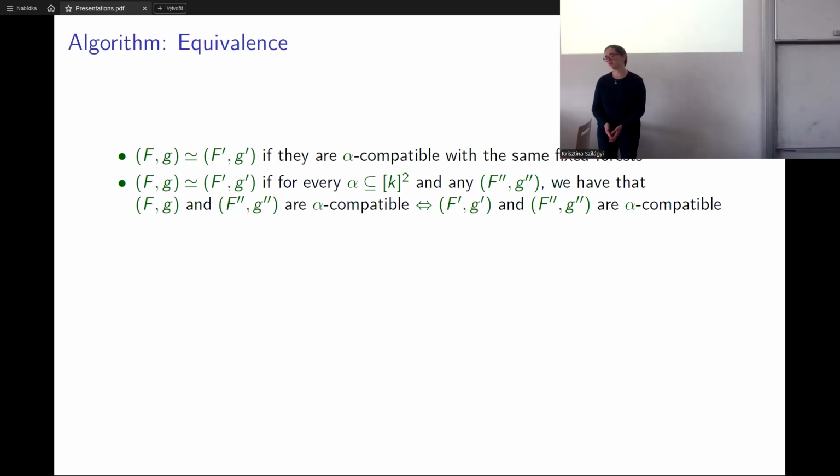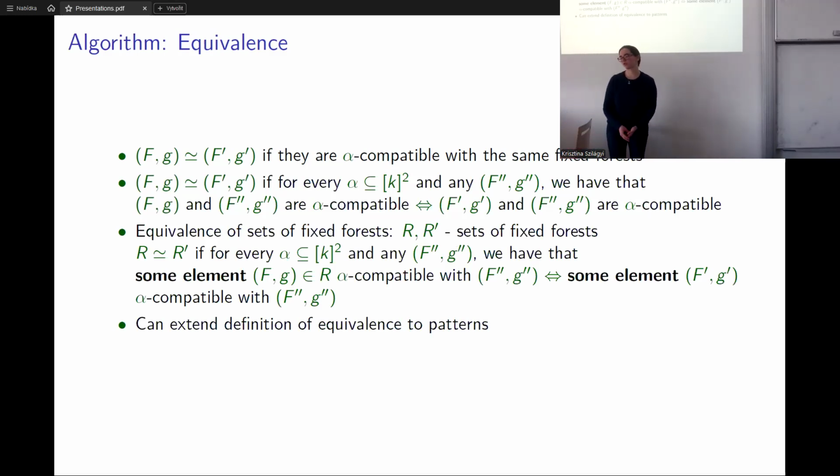So more precisely, two fixed forests are equivalent if for every alpha and every fixed forest that will be constructed in the future, the first one, FG, and this future part are alpha compatible if and only if the second one and the future are alpha compatible. So this basically just says that from now on, I can just replace FG by F prime G, and I don't lose any information.